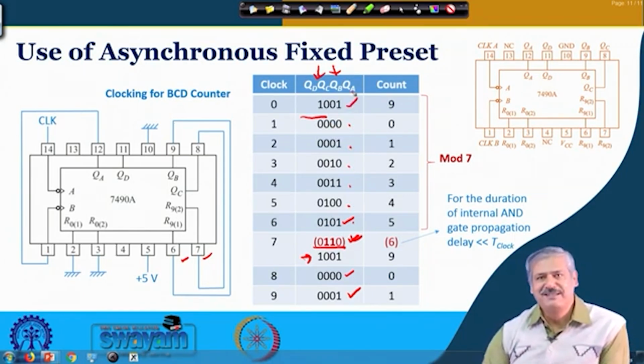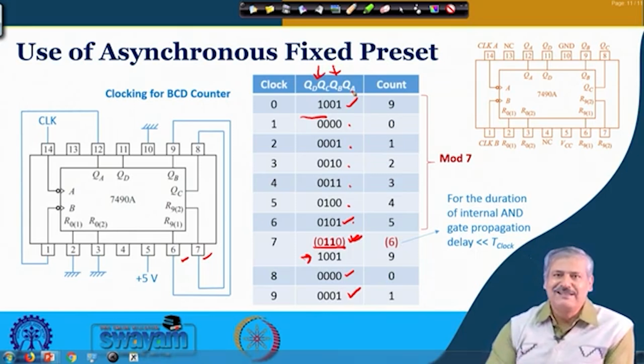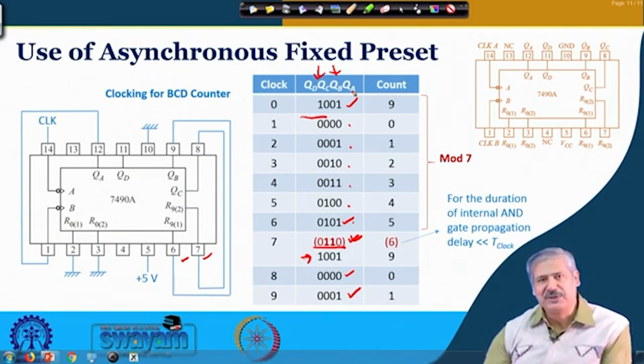So, 7 unique states. So, what is it? It is a mod 7 counter, right. So, a mod 7 counter you can also get, okay, without any additional gate and all, if you use the fixed preset part of it. Is it fine? Okay. And there can be other uses as well, right.